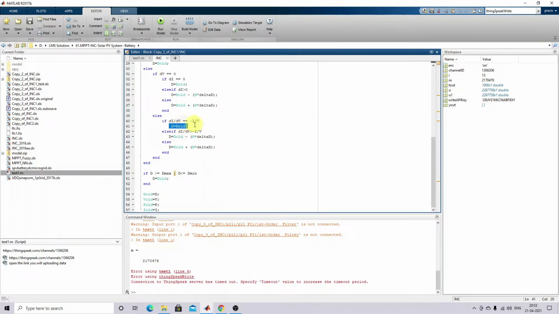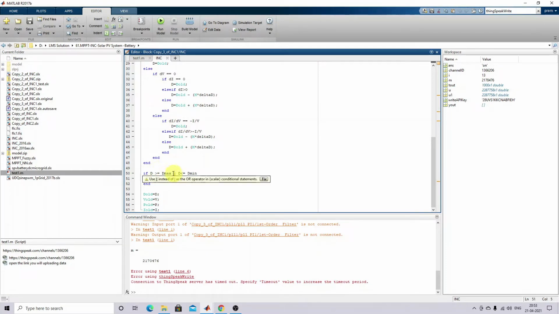Or else, if both are not equal, you have to check whether dI by dV is greater than minus I by V. If the condition is true, we decrement the duty cycle by the amount of del T. Or else you have to increment the duty cycle by the amount of del T in order to extract the maximum power. So after doing everything, next it comes here.